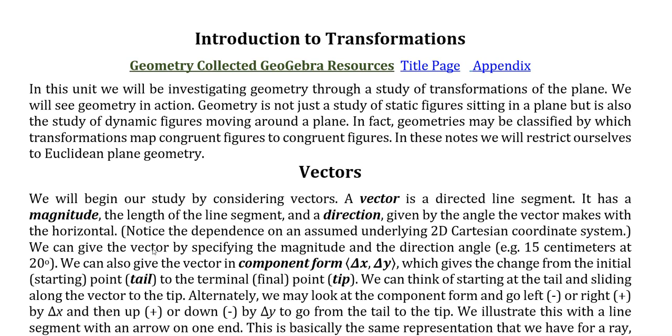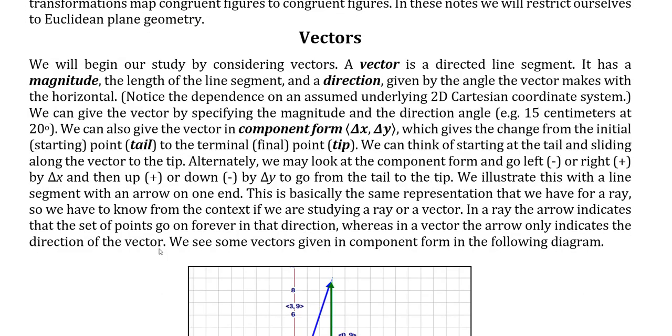The first thing we're going to do is introduce vectors. We're going to talk about transformations of a plane, and this will be geometry in action. So instead of thinking of it as just a static set of figures sitting in a plane, we're going to think of it as these figures moving around the plane. In fact, some geometries we can classify by how these transformations work. Again, we're going to restrict ourselves to Euclidean plane geometry.